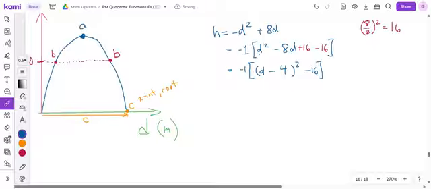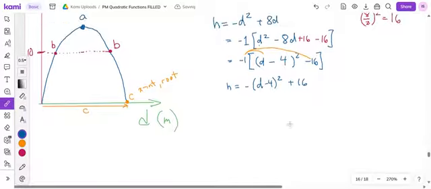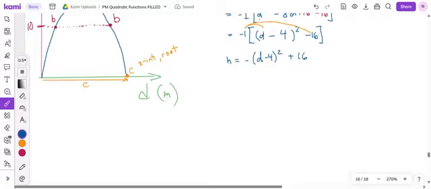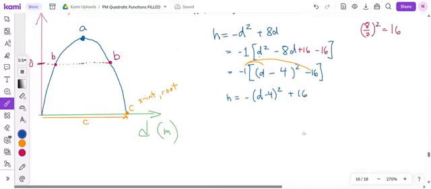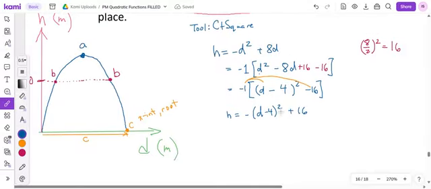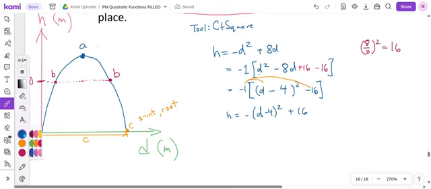Now that I've factored the trinomial, I want to get rid of the square brackets. So I'll multiply -1 times each of these. And so I get that the height is -(d - 4) squared, -1 times -16 plus 16. Let's add the new information to our diagram. I have the vertex. My vertex is (4, 16).